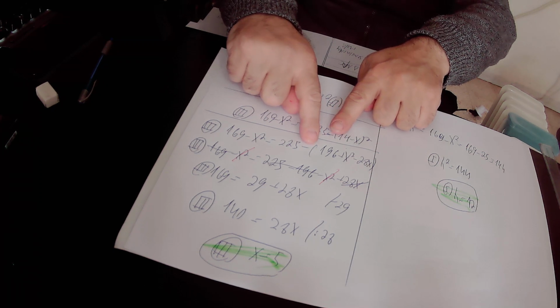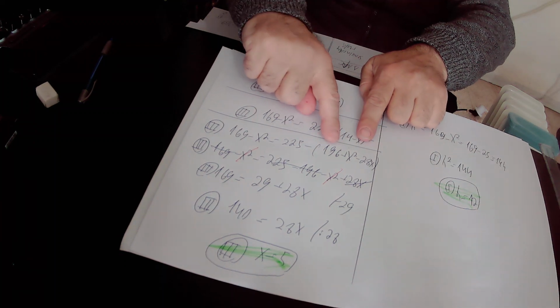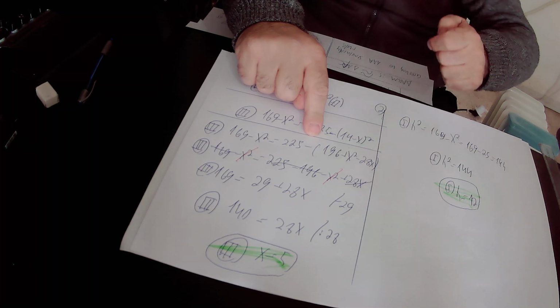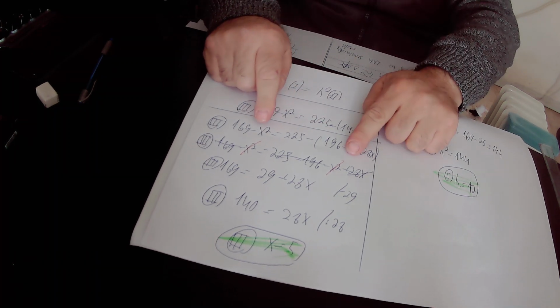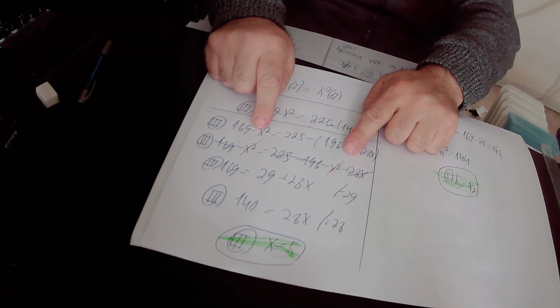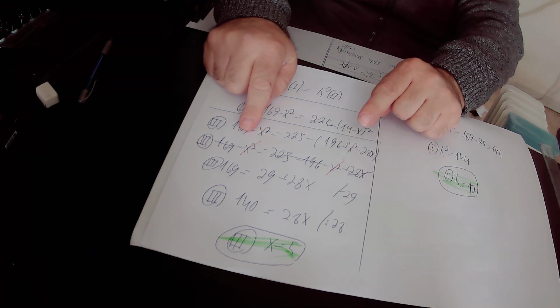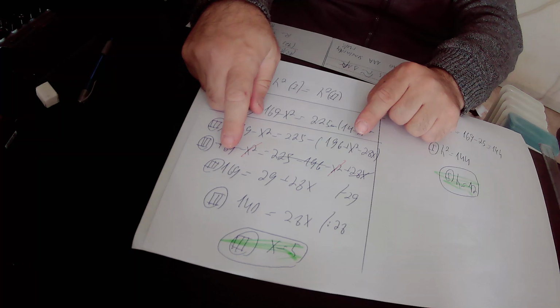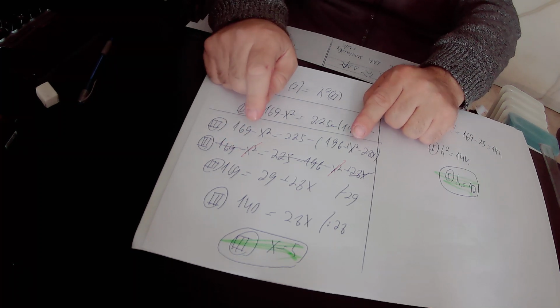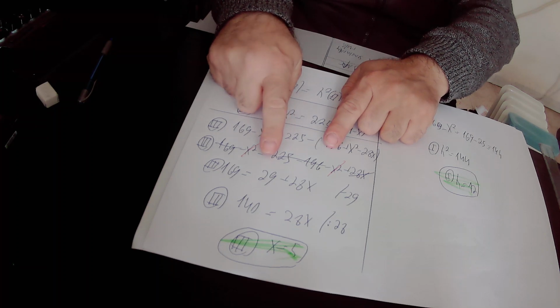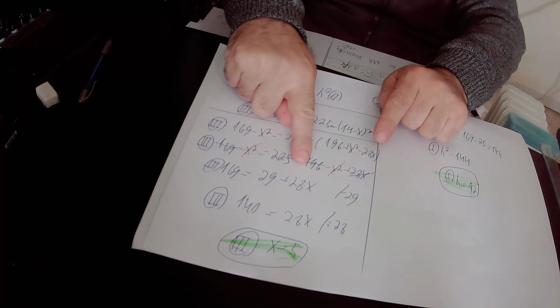It will be minus 196 minus x squared. Minus is plus, so it is plus 28x. Here we have minus x squared on both sides of the equation, so minus x squared will get cancelled. On this side of the equation we are left only with 169, and we have 225 minus 196 is 29 plus 28x.